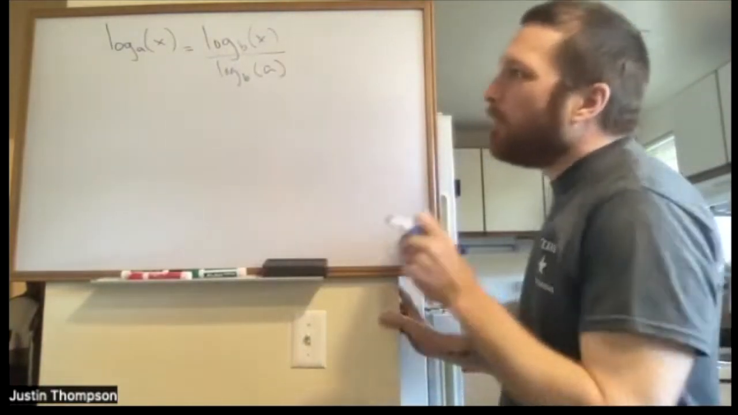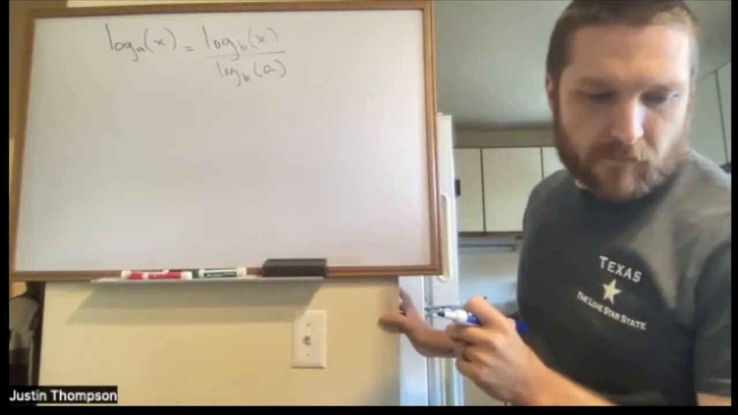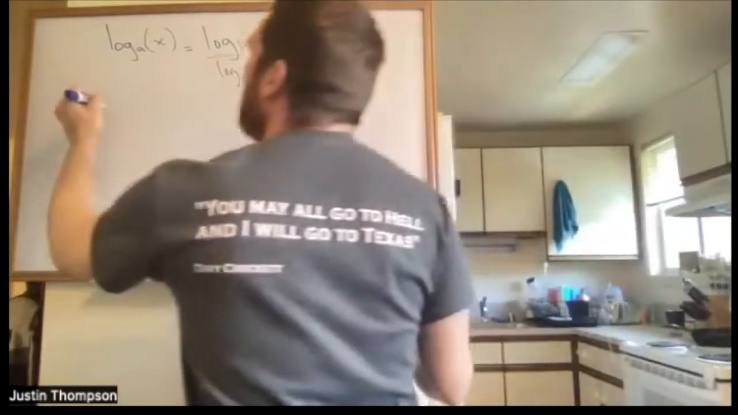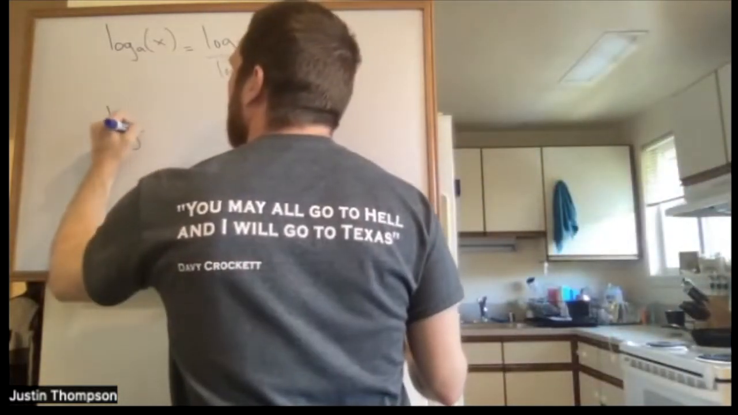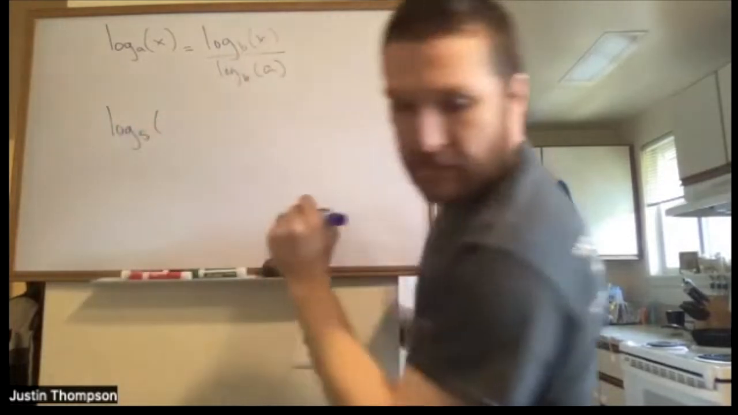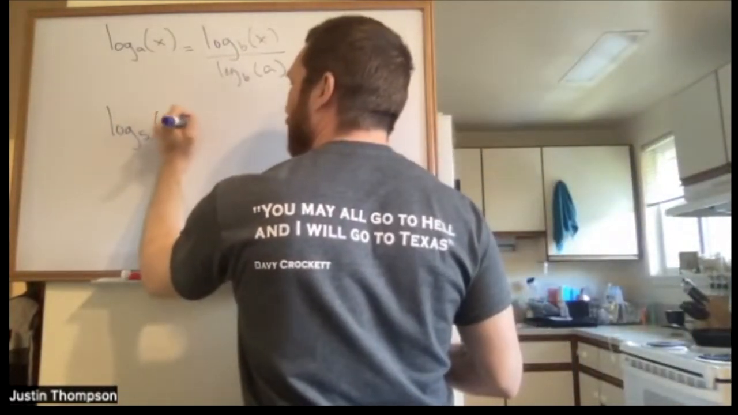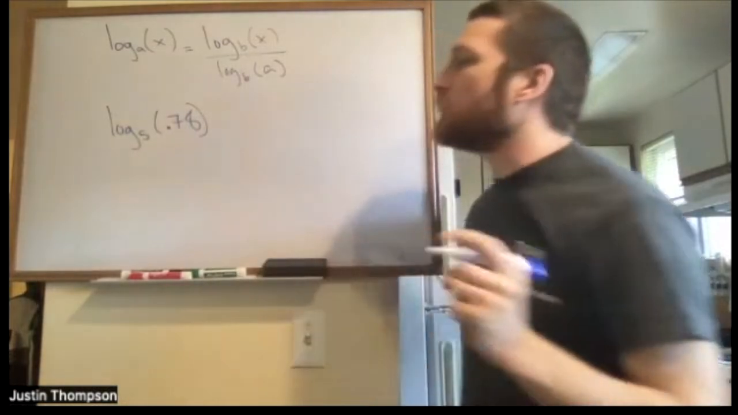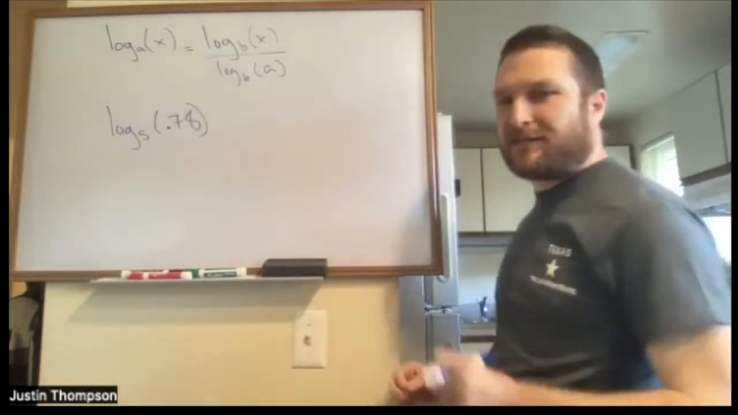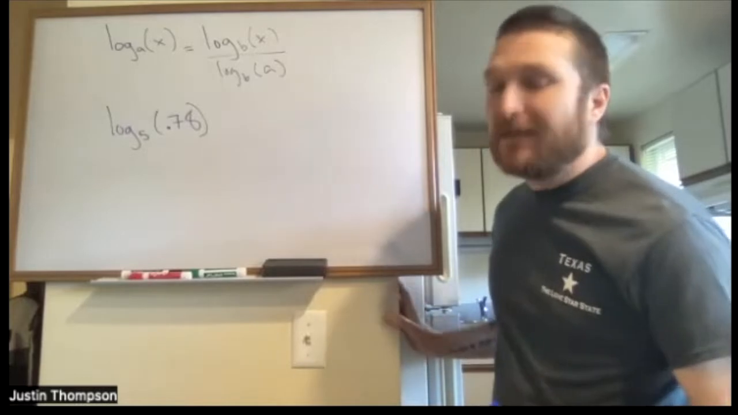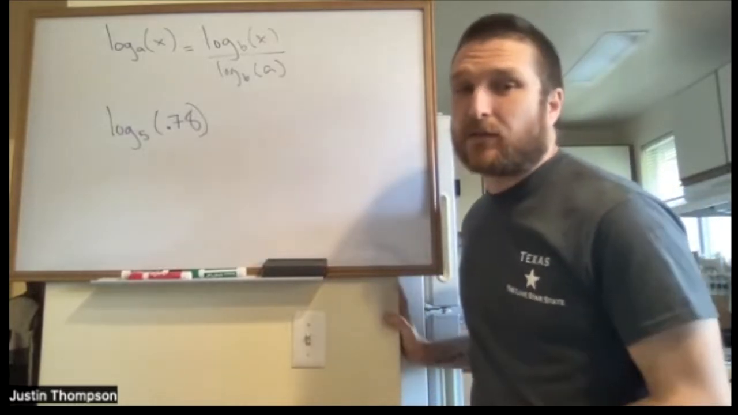So you're going to have a few of these in your homework. For instance, one of them will say to compute log base 5 of 0.78, and it's going to tell you to use log base 10 to do this. Don't use log base 10, use natural log, and you're going to get the same answer. But just always get in the habit of using natural log.